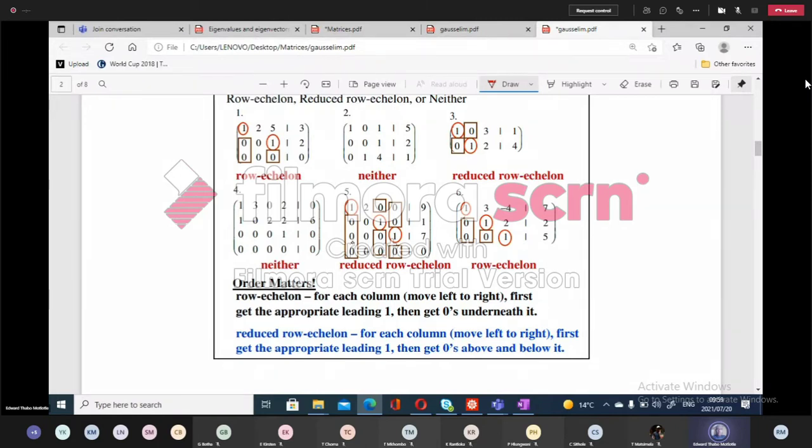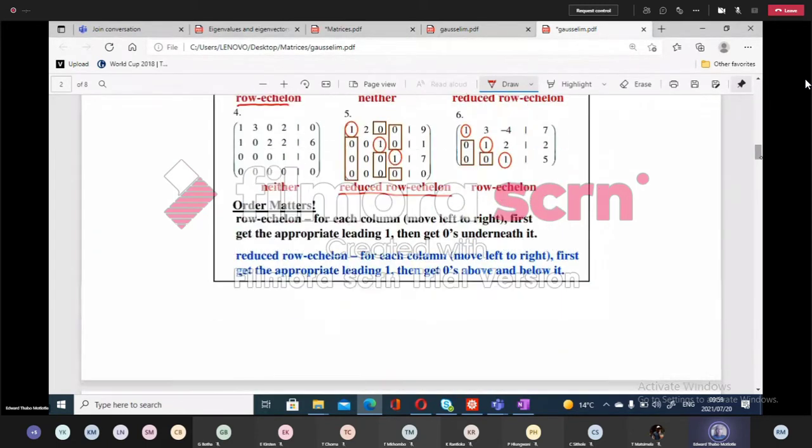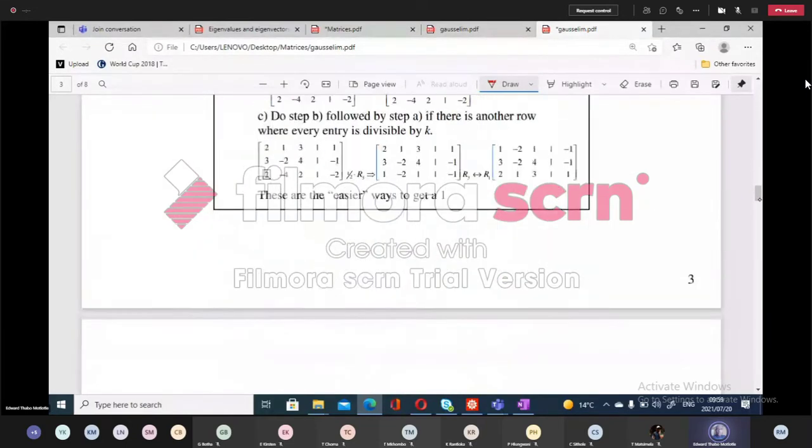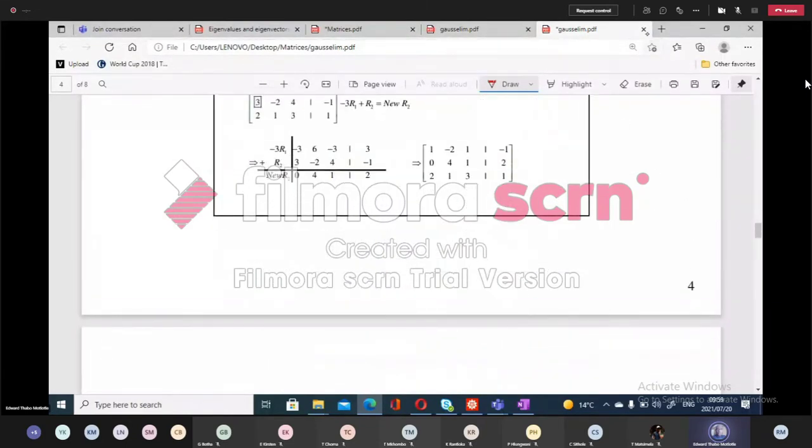They're illustrating the process. Here they're showing that this is in a reduced row echelon form. You can clearly see that this one is in a row echelon form, and this one is in a reduced row echelon form. Basically it is what we have discussed there on top. So that's what I wanted to highlight.